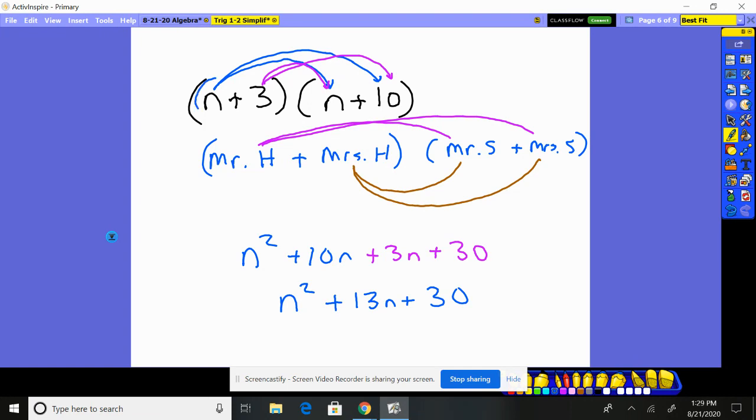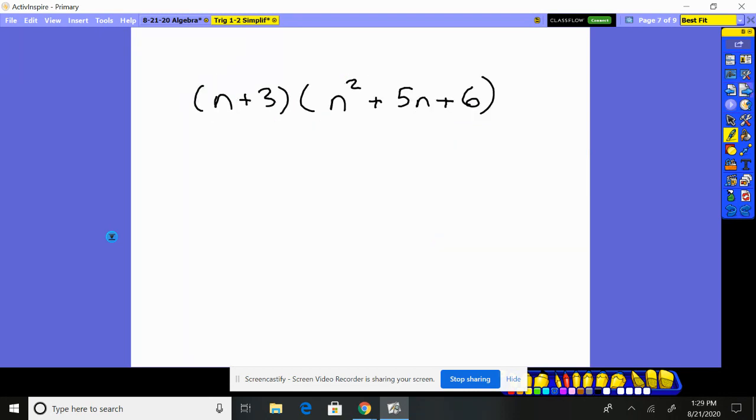In this case, we're distributing that n through to each of the 2, and then we're distributing that 3 through to the 2. So let's say we have this. Notice I now have a binomial times a trinomial. So that idea of FOIL that you were taught doesn't do you any good. What we want to do is take this n and distribute it through here and there and there.